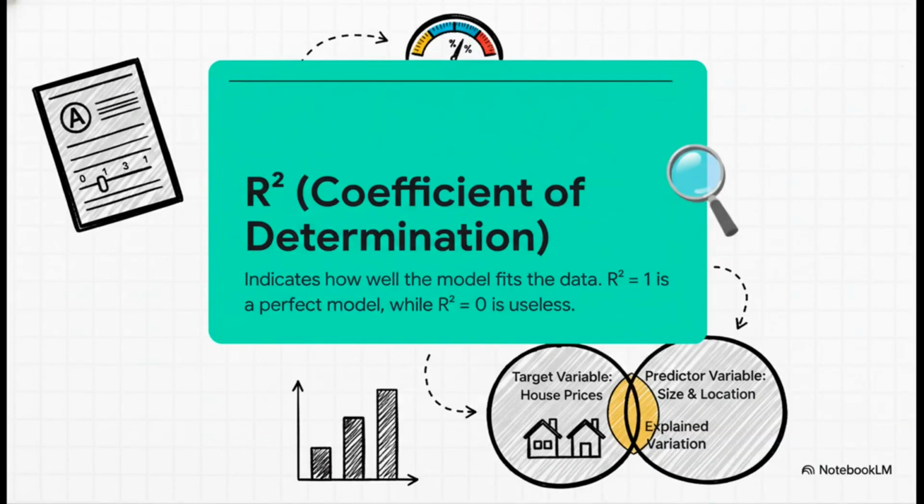To answer that, we use a simple score called R-Squared. The easiest way to think about it is like a report card for your model. It's a grade on a scale from 0 to 1. It tells you what percentage of the changes in your target variable, like why some houses are expensive and others are cheap, can actually be explained by the clues you gave the model.